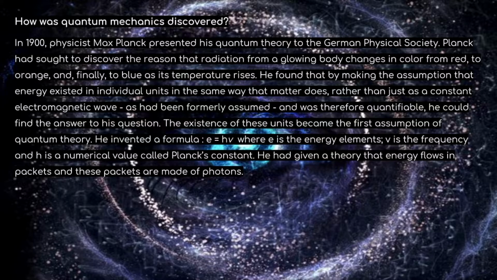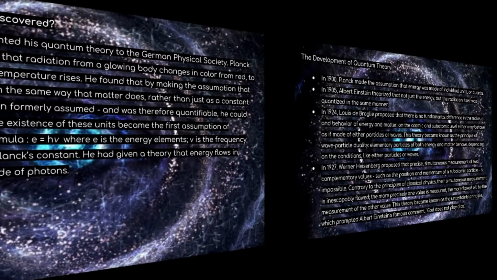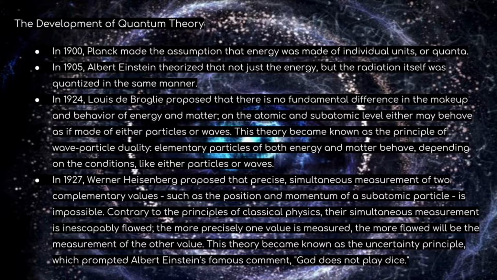The existence of these units became the first assumption of quantum theory. He invented the formula E is equal to hv, where E is the energy element, v is the frequency, and h is the numerical value called Planck's constant. He had been given a theory that energy flows in packets, and these packets are made of photons. This shows the development of quantum theory.